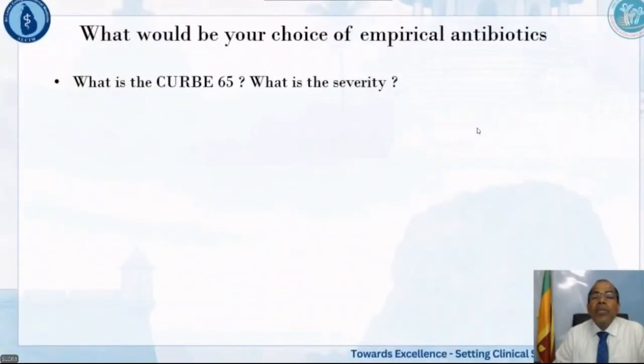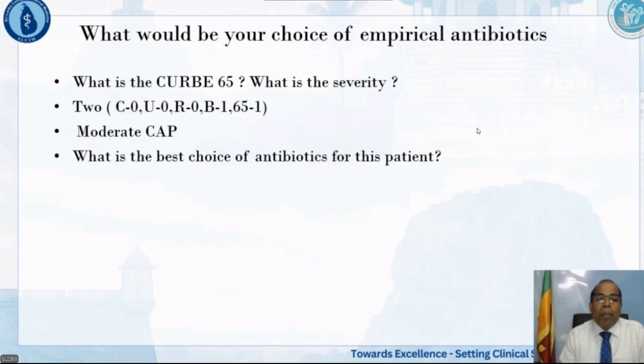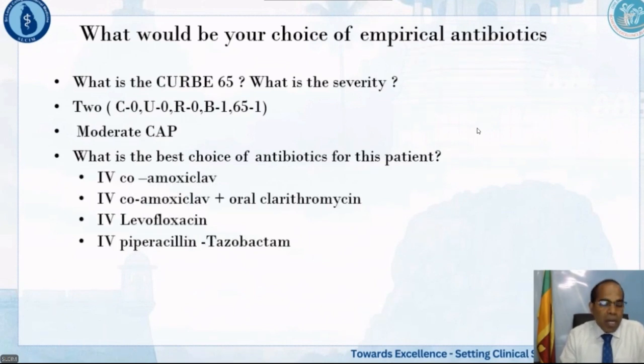And what would be your choice of empiric antibiotic? And what is the severity of this pneumonia, and what is the CURB score? The CURB score was 2 and it was a moderate CAP. What is the best choice of antibiotic for this patient? Is it IV co-amoxiclav? Is it IV co-amoxiclav plus IV clarithromycin? Is it IV levo or IV Pip-Taz alone?